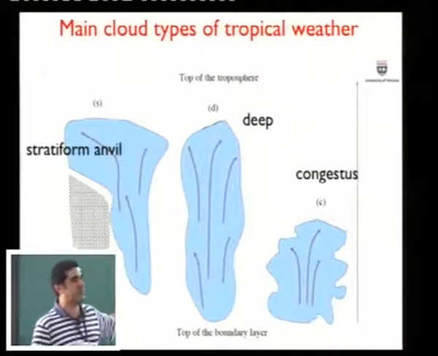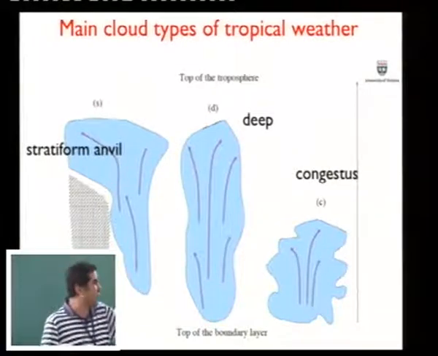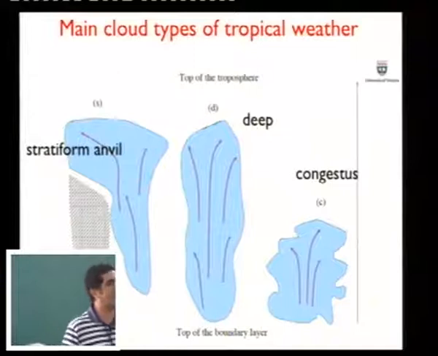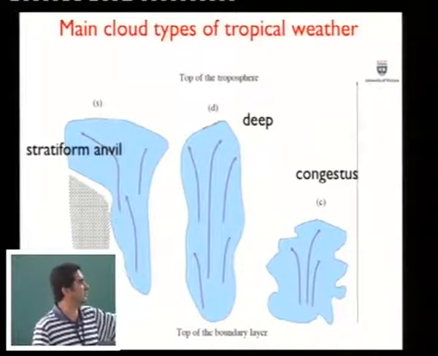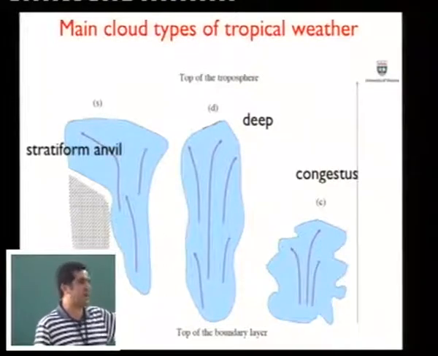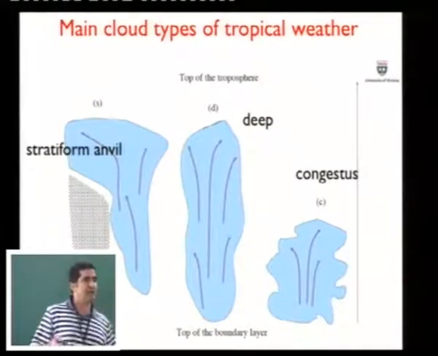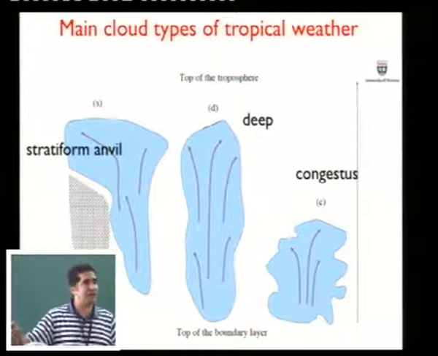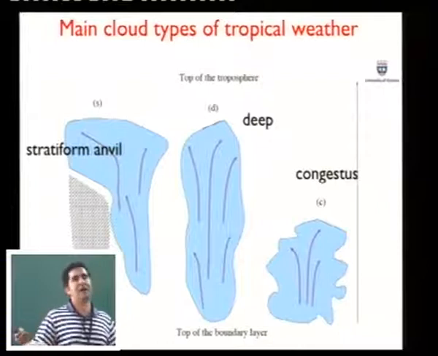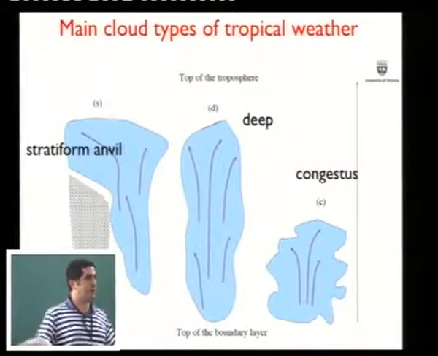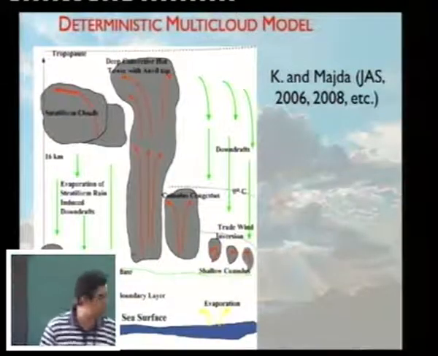And you have this three-type cloud picture in a statistical sense, because this is not always true. You can have some deep in front, but lots of congestus. You can have some congestus in the middle, but lots of deep. You can have some stratiform and some deep in the back, but lots of stratiform. So that's the statistical picture. This is why these various scales can actually be embedded in each other without being completely incoherent or incompatible, because it's a statistical sense. So that's now where the army is.